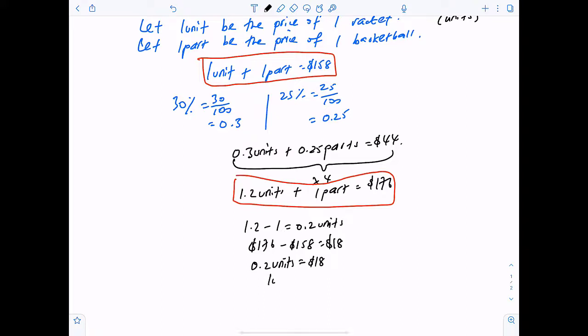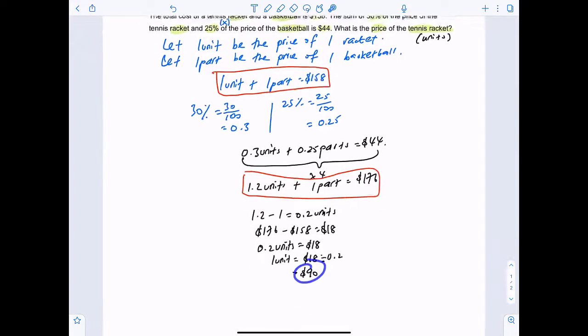And that is the value attached to 0.2 units, $18. So if you want to find 1 unit, which is the cost of the racket, $18 divided by 0.2 gives us an answer of $90 for the cost of a racket.